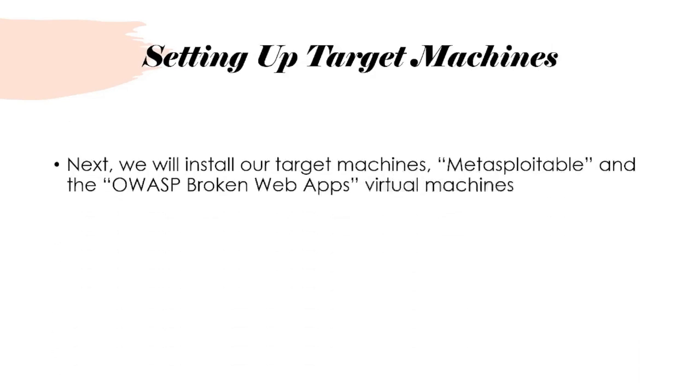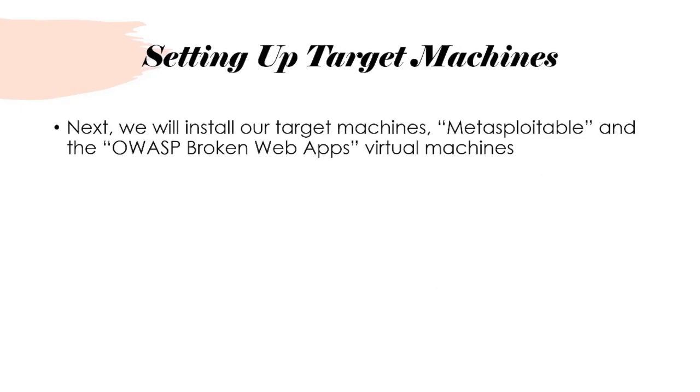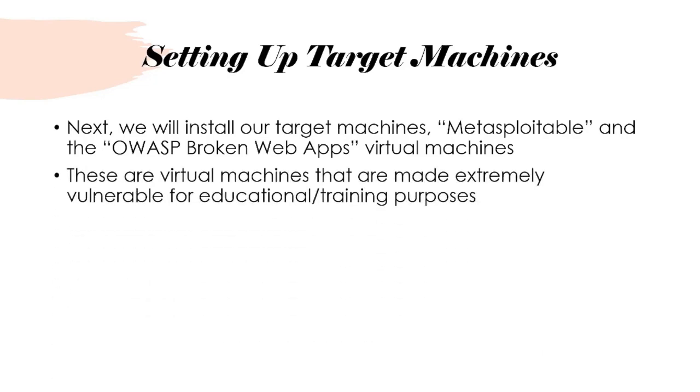So now let's go through the process of setting up our target machines. We're going to set up two target machines right now. The first machine is called Metasploitable, and the second one is called OWASP Broken Web App Machine. So these are virtual machines that are made vulnerable on purpose, for educational and training purposes, like this class. So we're going to use them as our proving grounds or training grounds in a sense.